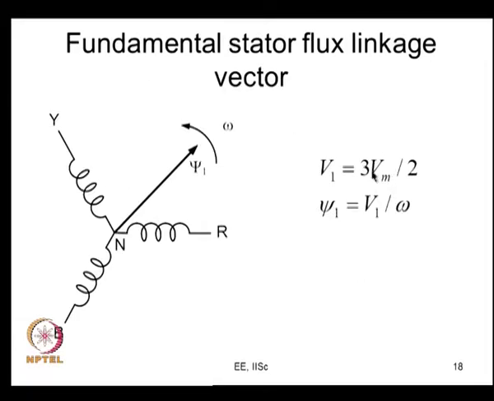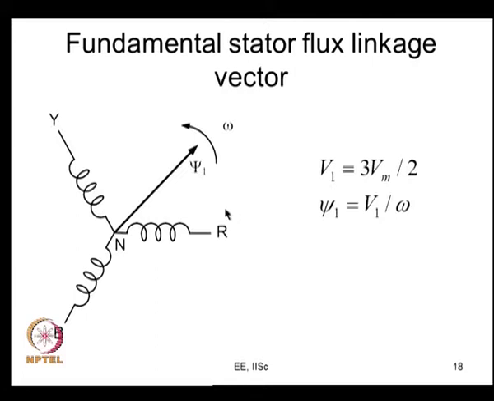So, the peak value of V r n fundamental is V m. So, the voltage vector is of magnitude 3 V m by 2. Okay. So, the three phase fundamental flux linkages can be transformed into the space vector domain to get your psi 1. So, this psi 1 will be nothing but the magnitude of the voltage vector V 1 divided by omega, that is what it will be.